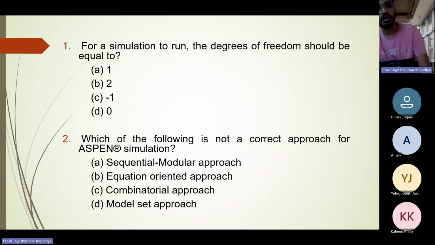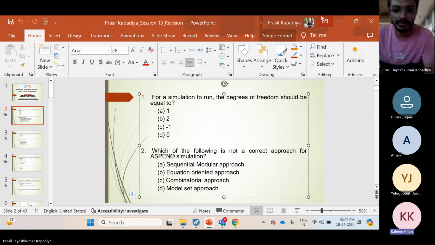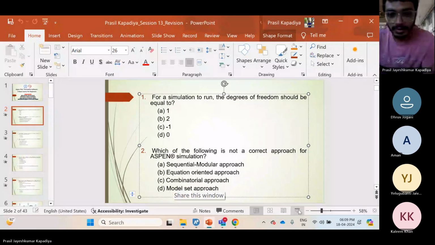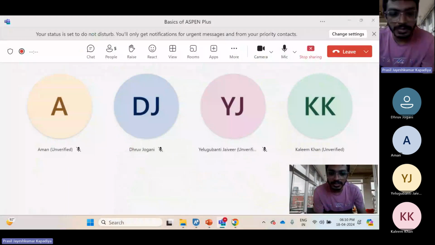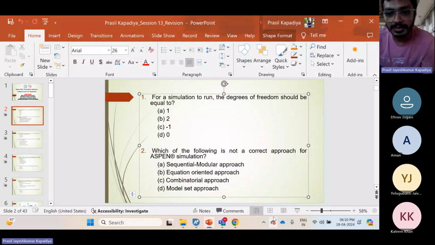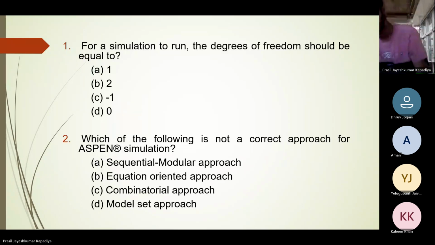Okay, what is the sequential modular approach? If you remember your lecture one or lecture two, lecture one mostly. The first problem is done. I'm talking about the second problem. Which of the following is not a correct approach for Aspen simulation? Sequential modular approach, equation oriented approach, combinatorial approach, or model set approach?